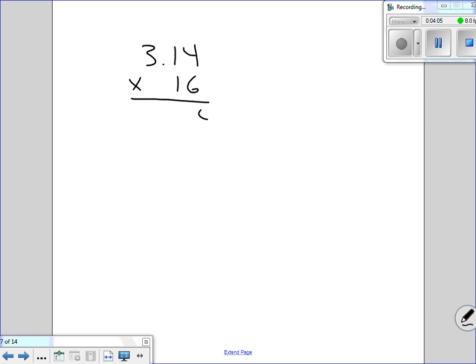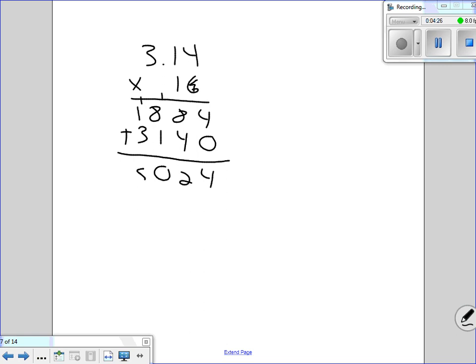4 times 6 is 24. 6 times 1 is 6, plus 2 gives me 8. 3 times 6 is 18. Place value holder. Cross off the 6. We've got a 4, 1, and a 3. Add these up. 4, I got a 12, 10, and a 5. 2 spots after the decimal. The decimal's already here. 2 spots gives me 50.24. 50 and 24 hundredths.